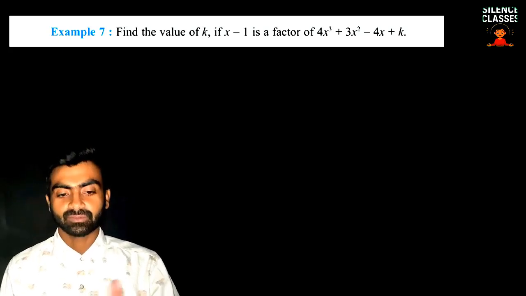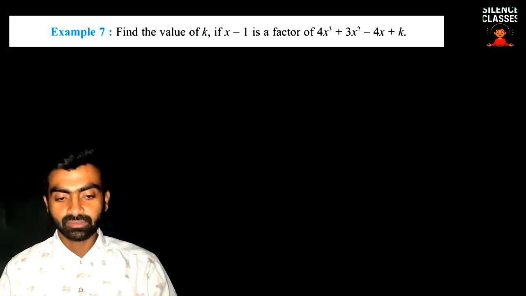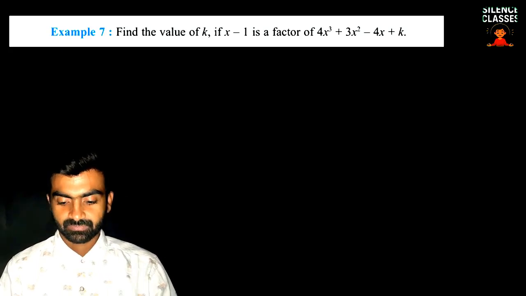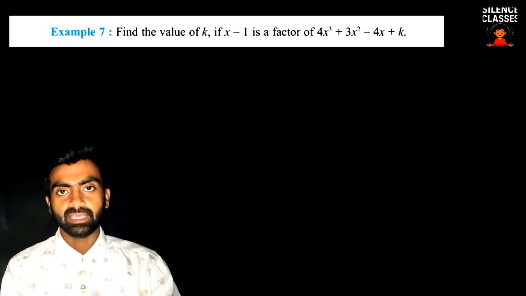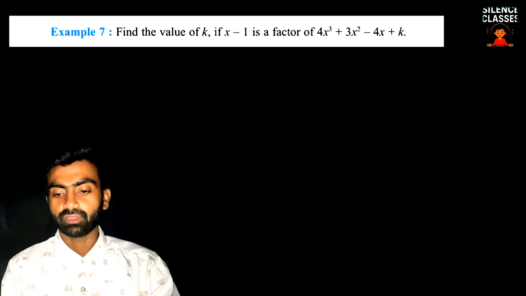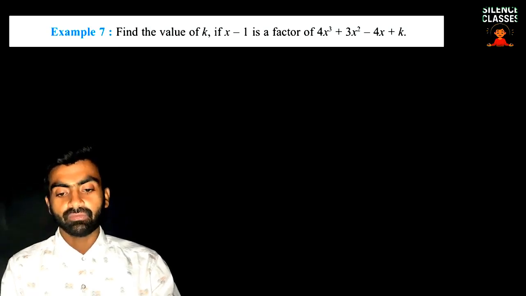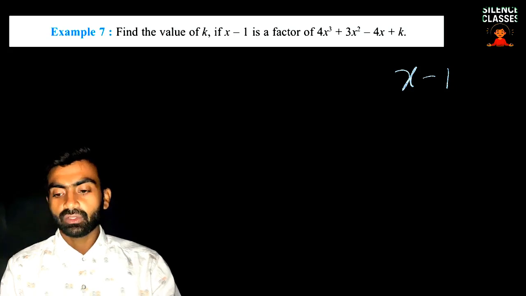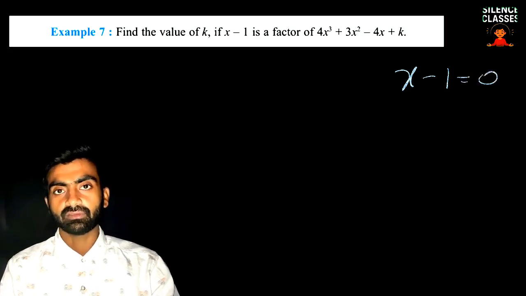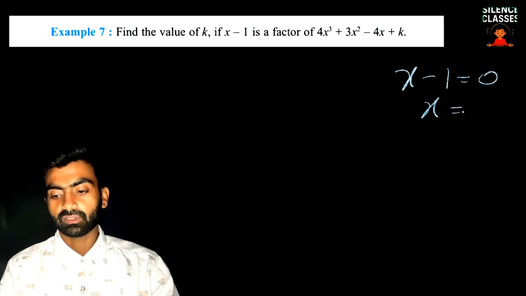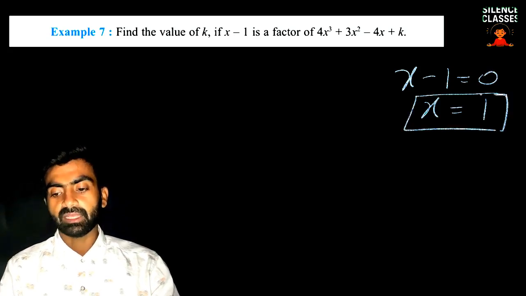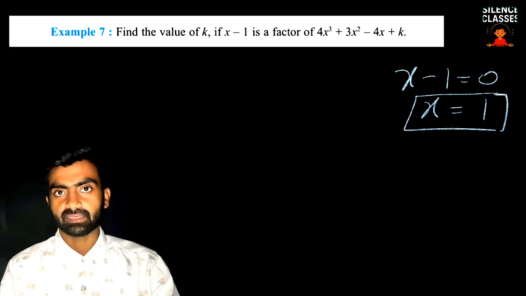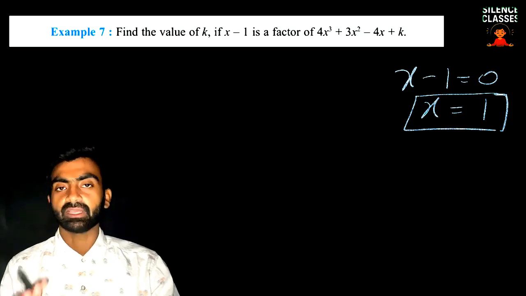Hello, now let's do example number 7. Find the value of k in the given equation 4x cube plus 3x square minus 4x plus k, if x minus 1 is a factor of this particular equation. So x minus 1 is a factor, so it means it is 0, so x is equal to 1. If I place 1 in place of x, the equation will become 0.